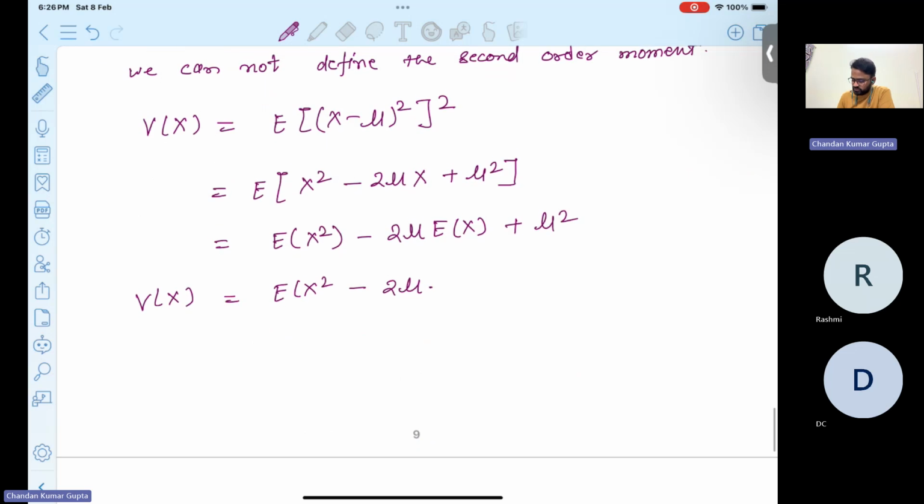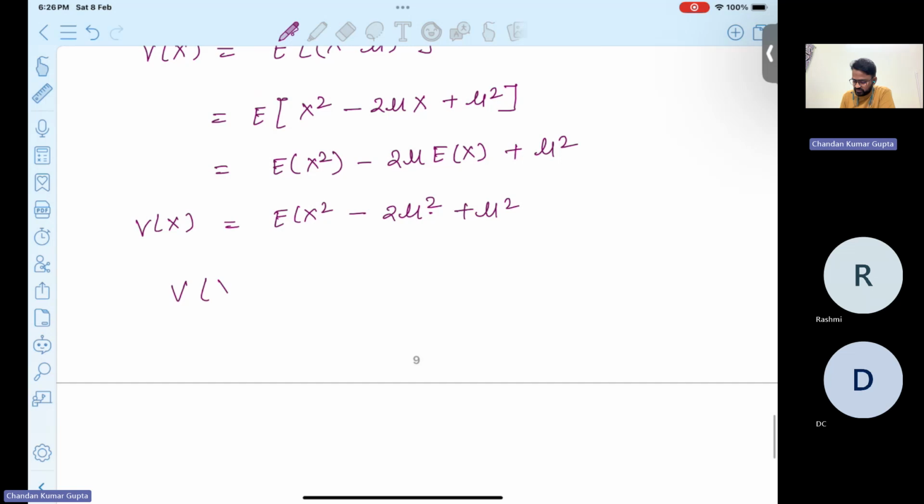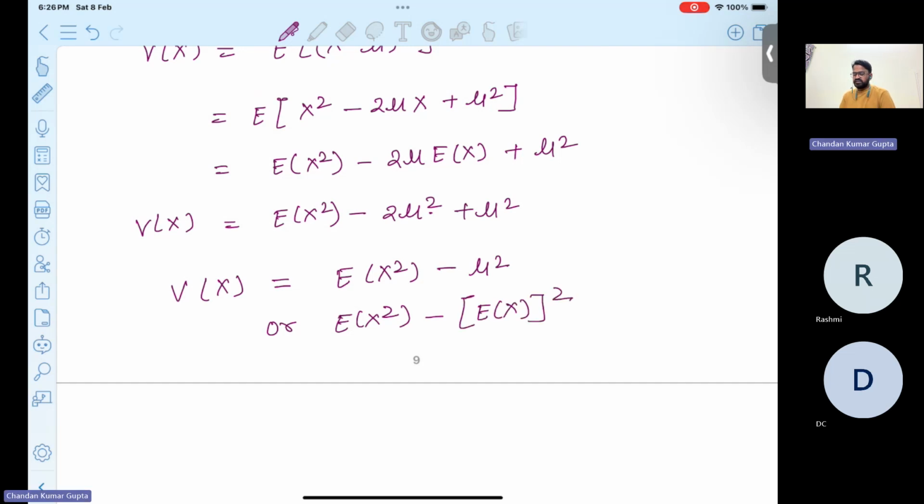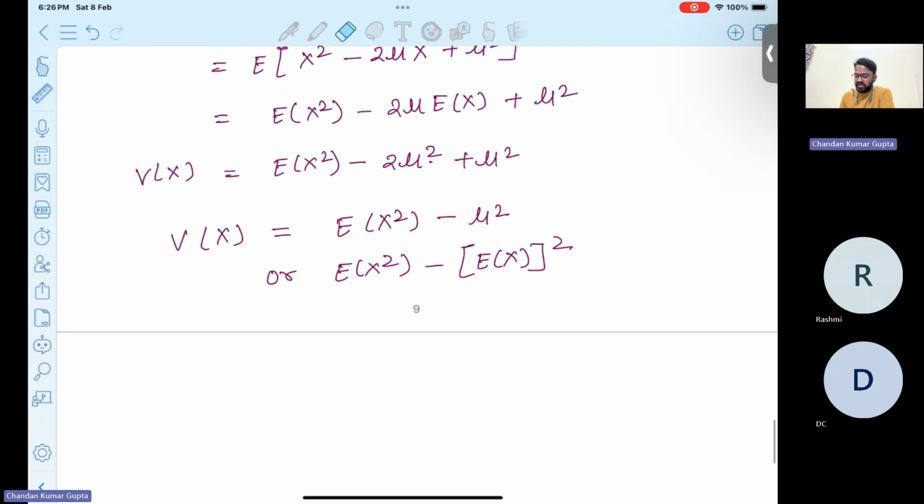So with the help of those 2 mu square plus mu square, and after simplification, we are able to calculate the variance of X as expected value of X square minus mu square, or expected value of X square minus expectation of X whole square. And if expectation of X does not exist, then we are not able to calculate the variance as well. And this is also one of the formulas to calculate the variance.